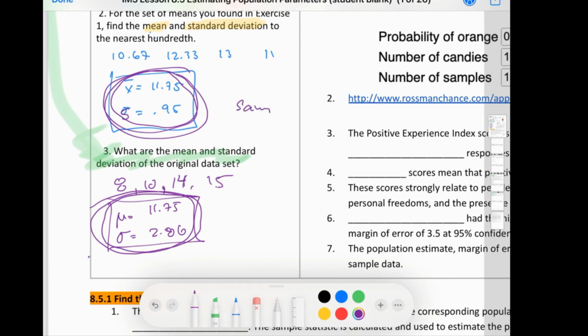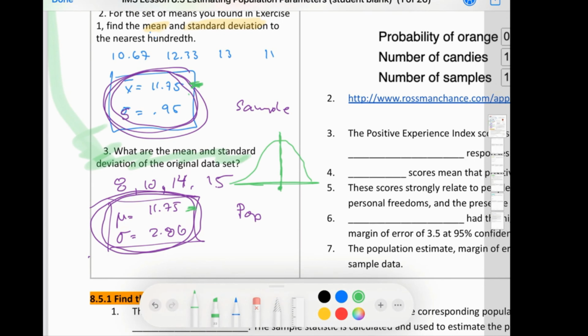I'm going to call this one the sample, and this one the whole population, because we actually found the whole population in question number 3. If you notice something, the average was pretty much the same. And let me draw a picture here of our normal curve. This is the center, that's what the 11.75 represents.